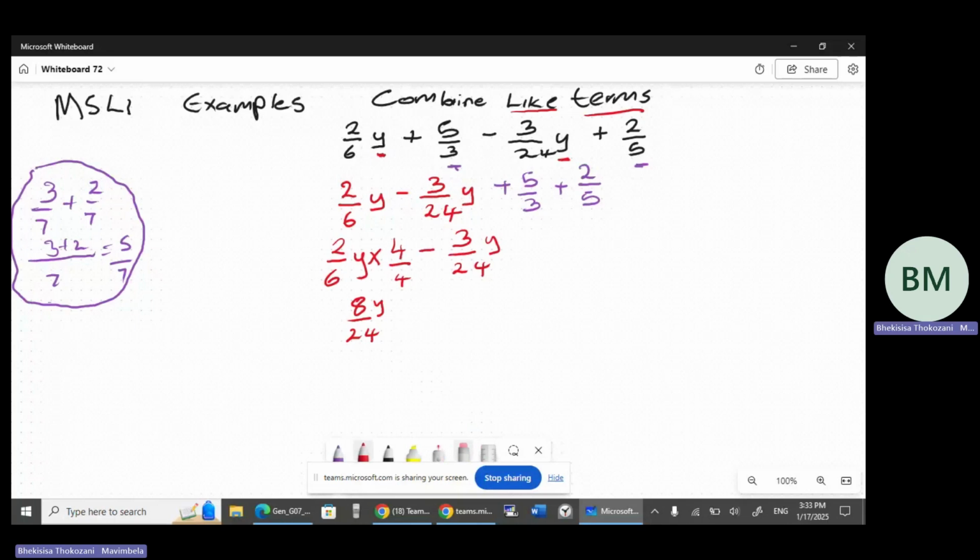Okay. And also remember, because of this y, let me do this so that others do not get confused. You can just write your y here. It doesn't make any difference anyway. Okay, so 3 over 24y, we already have 24 there, so we're just going to bring it down as is. So we have 3 over 24y.